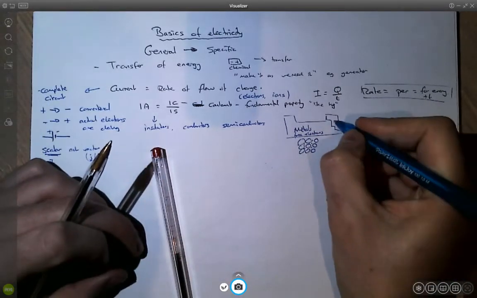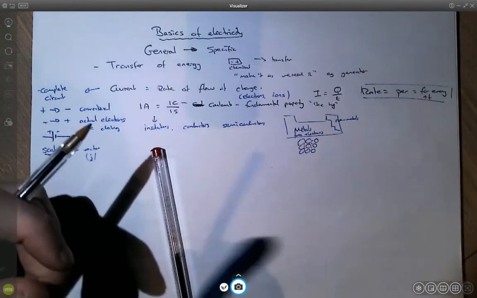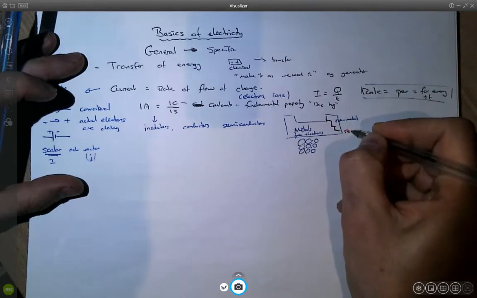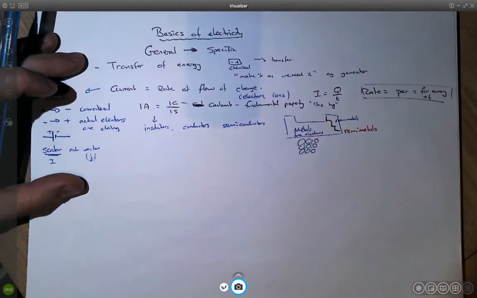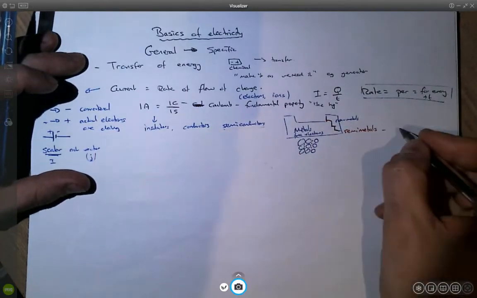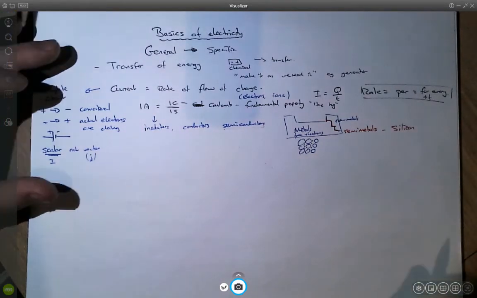And over here we have the non-metals, which do not have free electrons and are typically insulators. And then we have this band here, which are semi-metals, which are sort of partial metals in their properties, but partially not metals. And these form semiconductors. So these are things like silicon, which obviously form the basis of all computers.